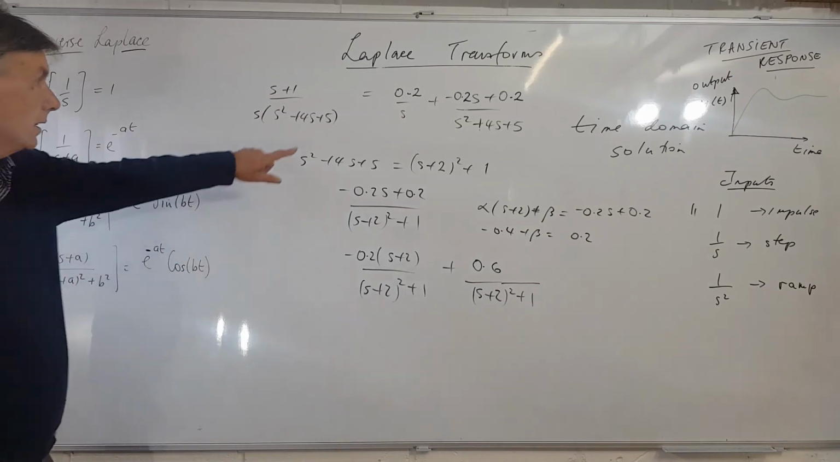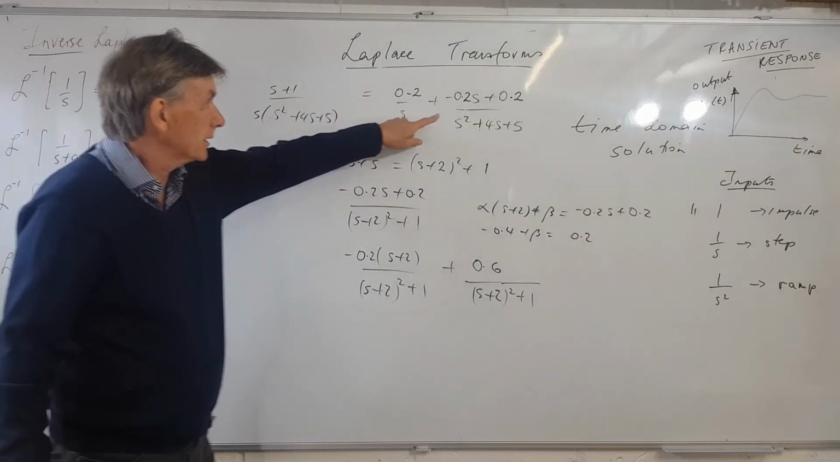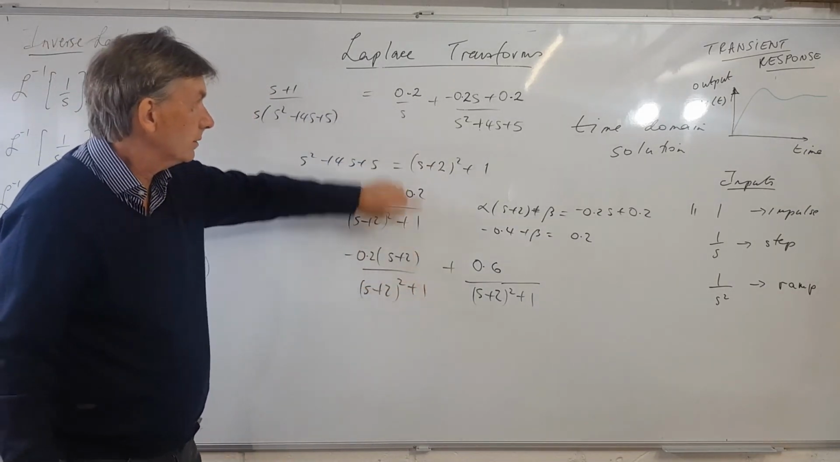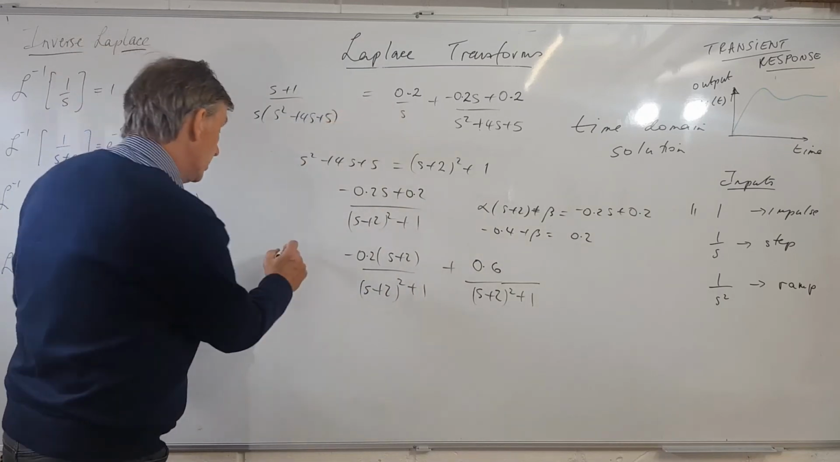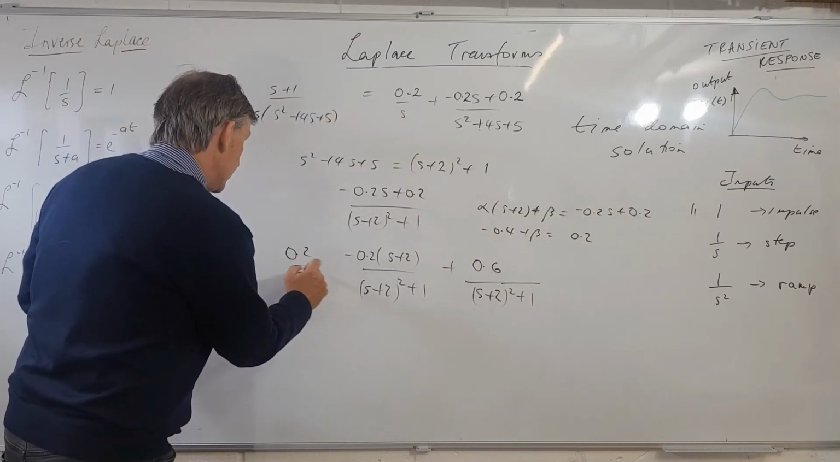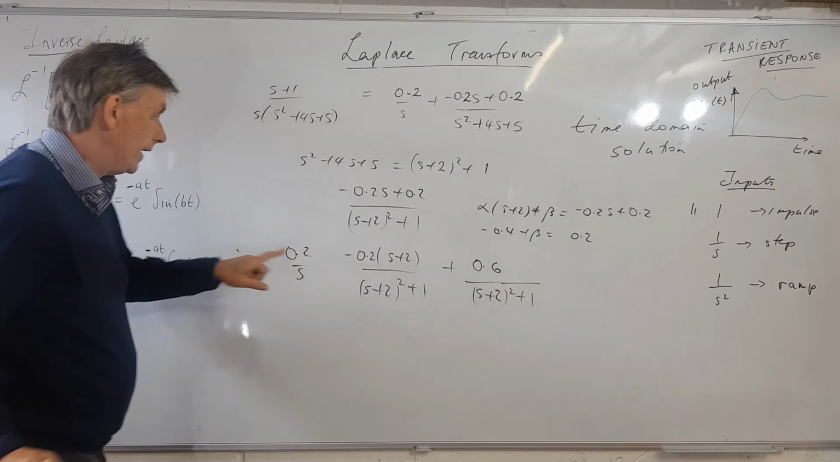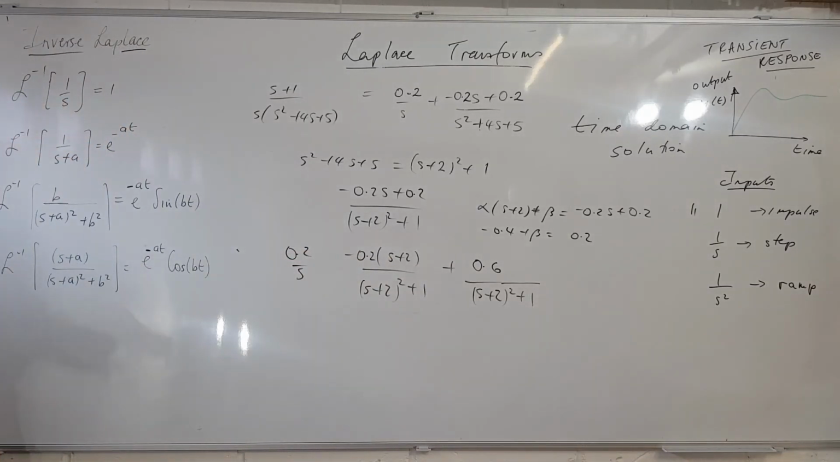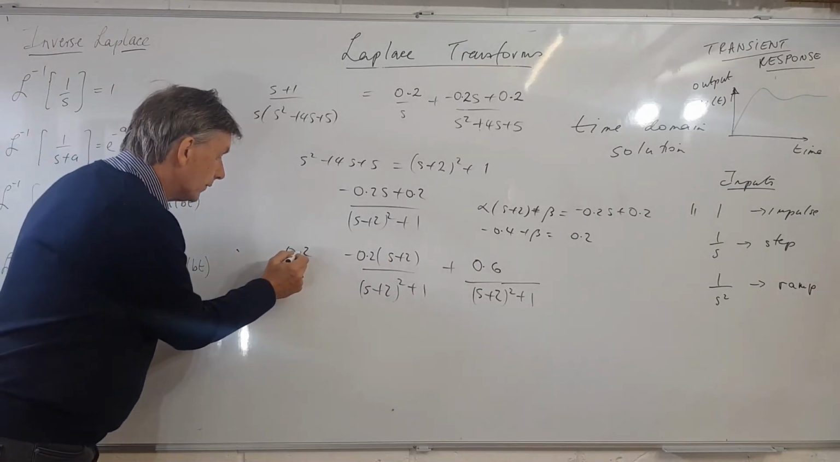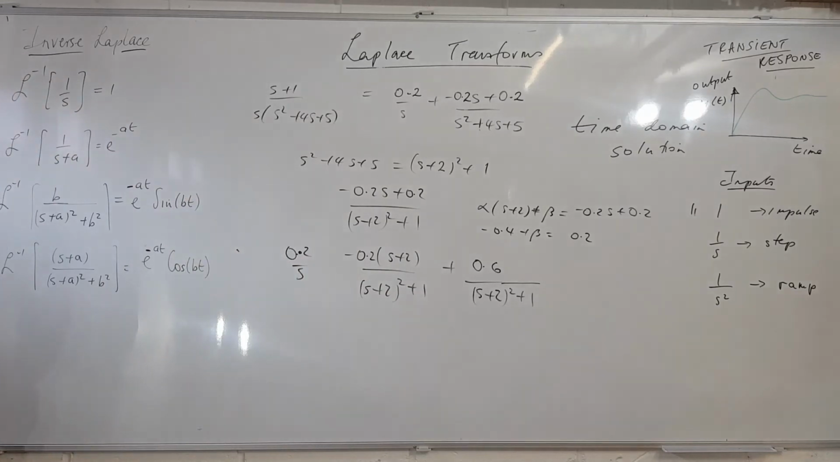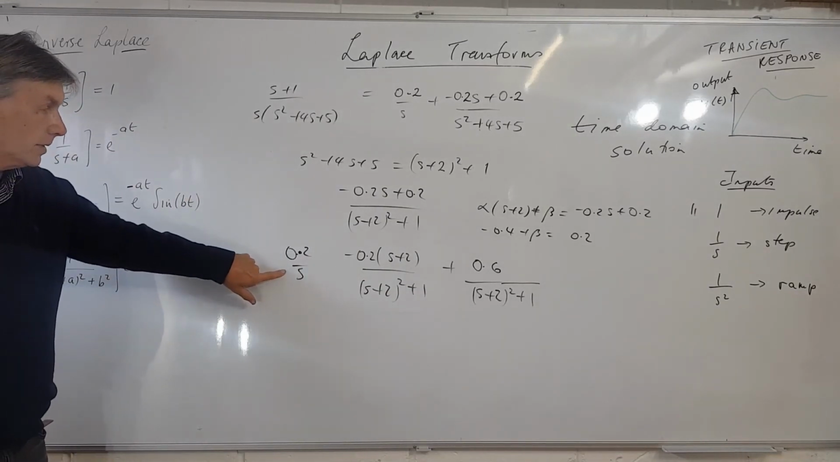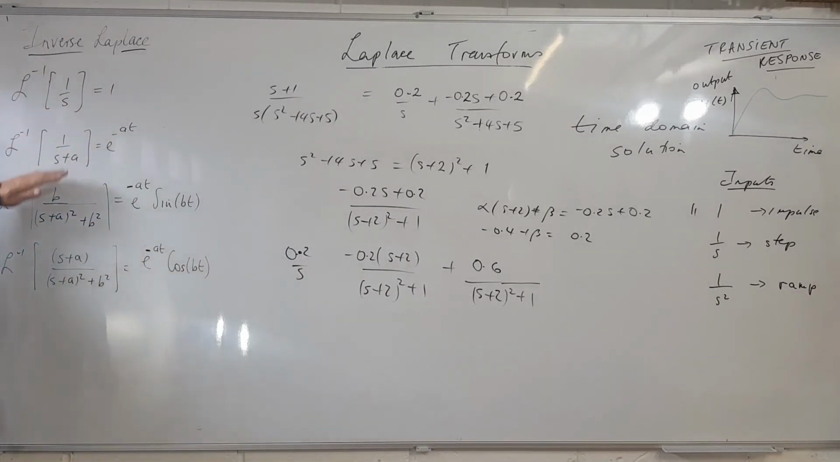Then we've got to include that this term here is this one, which are these two. So if we include now the 0.2 over s, then we get our final Laplace transform formula. And then what we can do now is convert this back into the time domain.